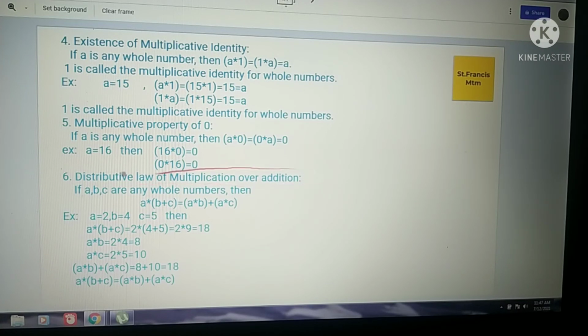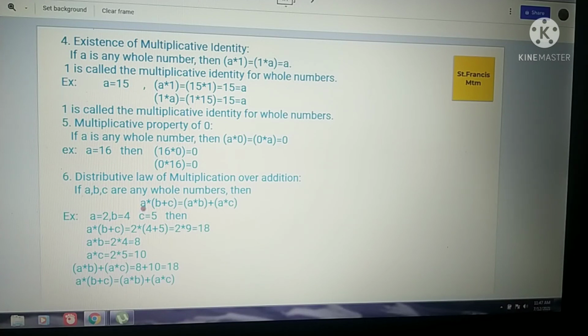Okay. Now see the distributive law of multiplication over addition. In this one, both addition and multiplication are involved. What is this property? I am taking 3 whole numbers here, A, B, C, and what I am doing here is A into (B plus C). So first you add B plus C and multiply with A, and that is equal to, if you do multiplication, here multiplication is applied to the bracket.